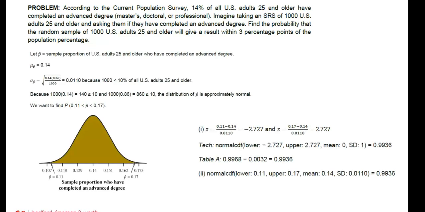So a very similar problem to what we've had before. I'm going to show you all the work for that. Again, you've got to check the conditions. The less than 10% condition, you've got to check the large counts condition. You've got to find the standard deviation. You've got to do, within 3 percentage points of the 0.14, so 0.11 to 0.17 there. Do your norm CDF once you've proved all that, and you get your answer. Great, that's your lesson for today.